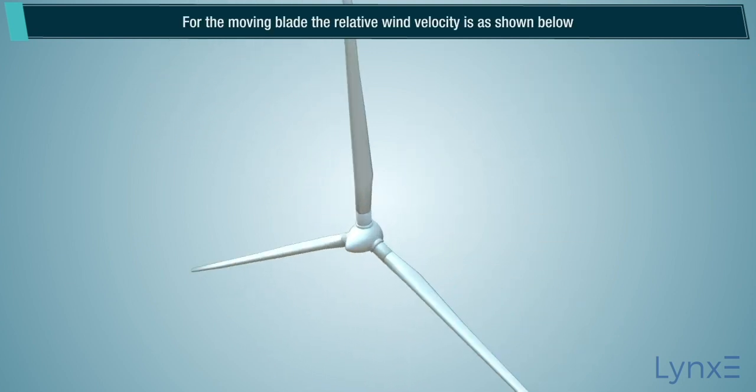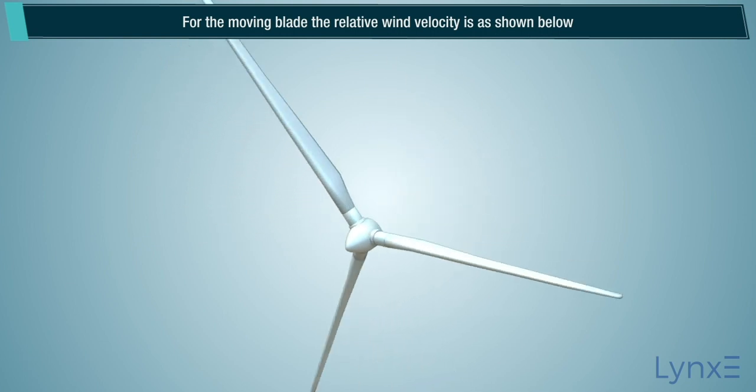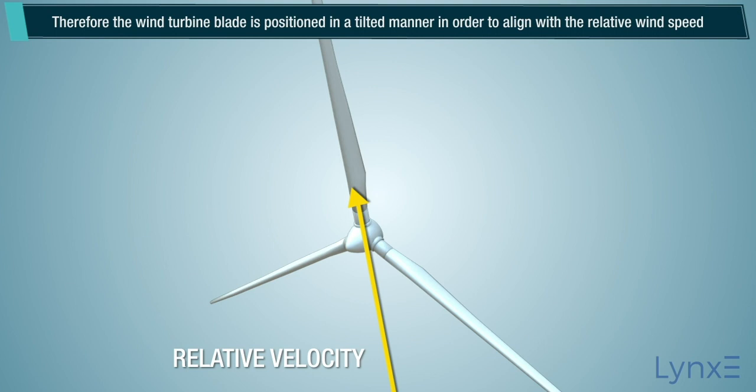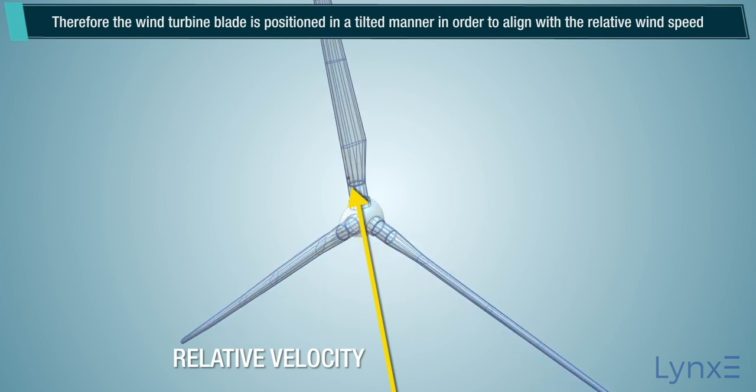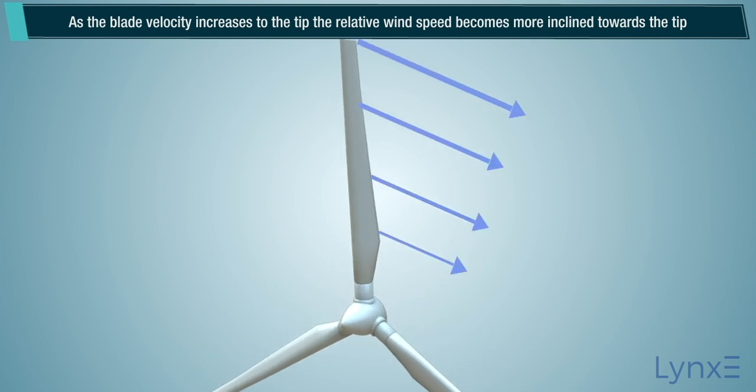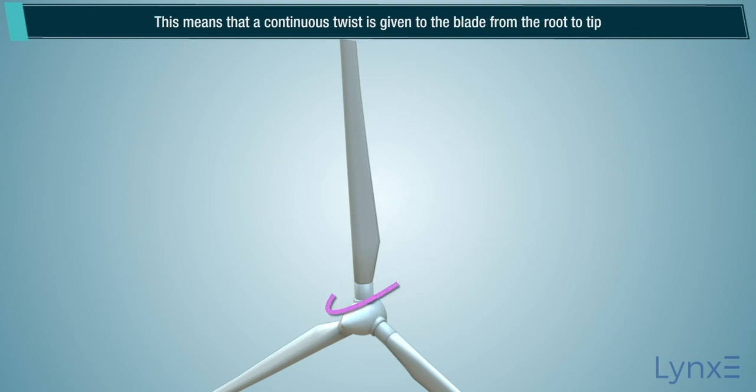For the moving blade, the relative wind velocity is as shown below. Therefore the wind turbine blade is positioned in a tilted manner in order to align with the relative wind speed. As the blade velocity increases to the tip, the relative wind speed becomes more inclined towards the tip. This means that a continuous twist is given to the blade from the root to tip.